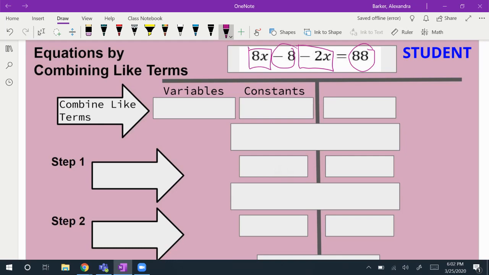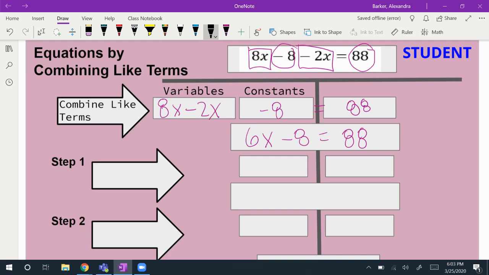So I'm going to start by putting my variables together, 8x, and remember I kept that negative or that minus inside because that tells me that I need to minus 2x. So I've got 8x minus 2x. I only have one constant on this side, so it goes in the box all by itself. And then over here, I still have 88 equals 88, okay? What is 8x minus 2x? Well, if I had 8 apples and I took away 2 of those apples, how many apples would I have left? 6. So I have 6x minus 8 equals 88.